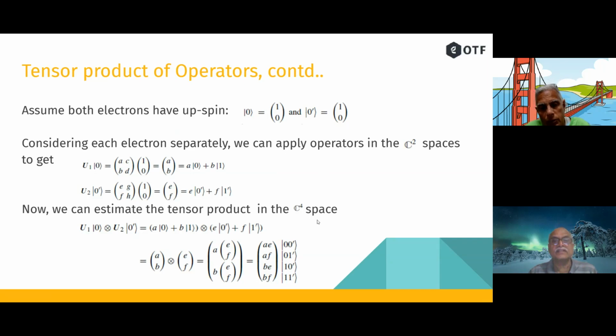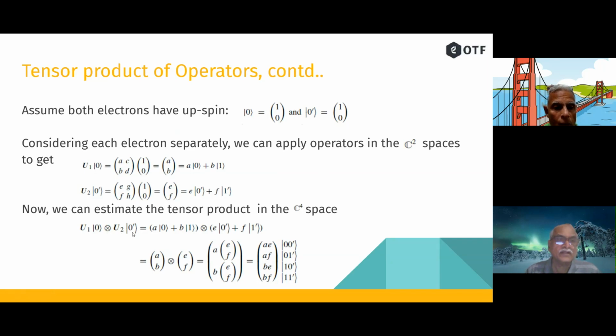Okay, so remember, with this we can also evaluate this in the combined C4 space, right? How do I do that in a combined C4 space? I will typically talk about evaluating this U1 ket 0 and taking the tensor product of U2 ket 0 prime.